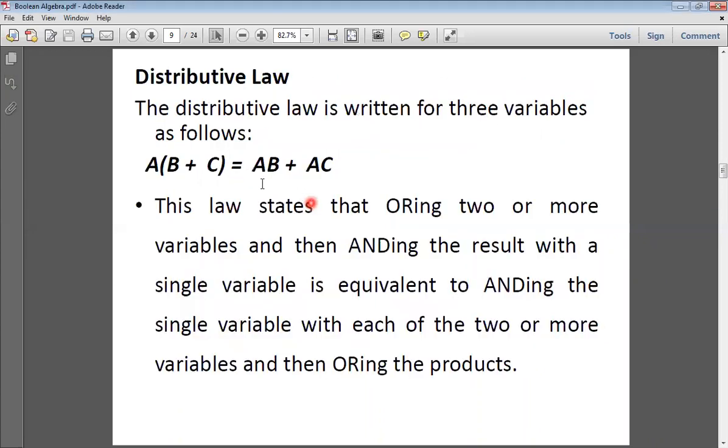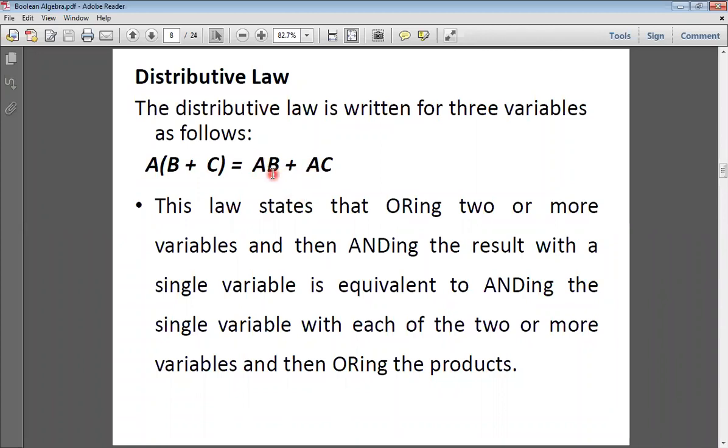Let's go back. Look at the right hand side. What is there on the right hand side? AB plus AC. So the idea is A multiplies with B, this is the term. A again multiplies with C, that is the term. These two terms will add.